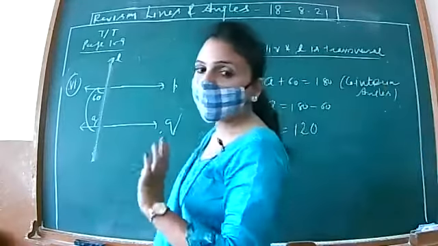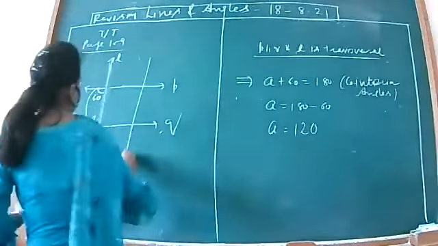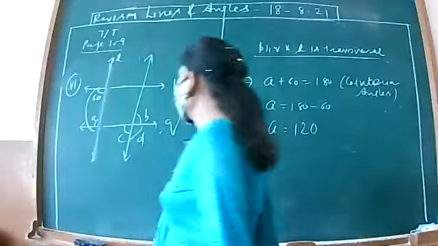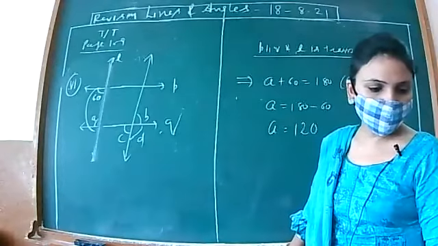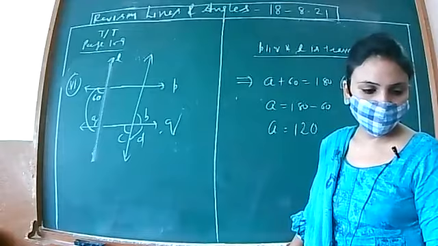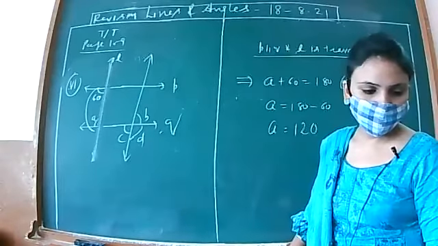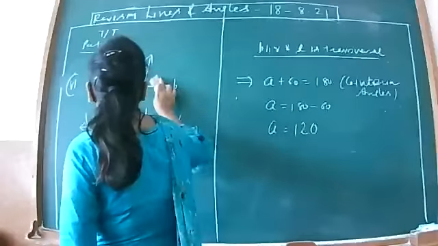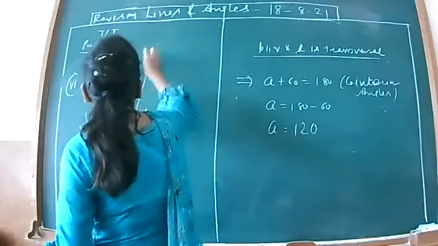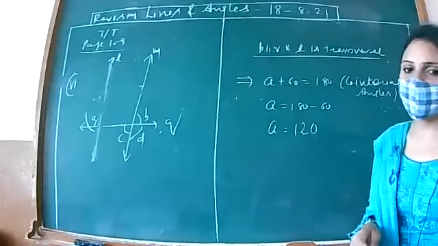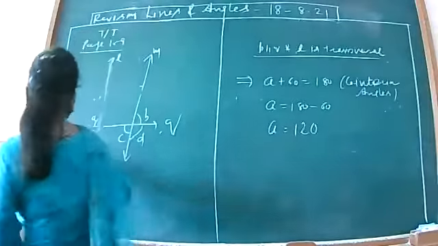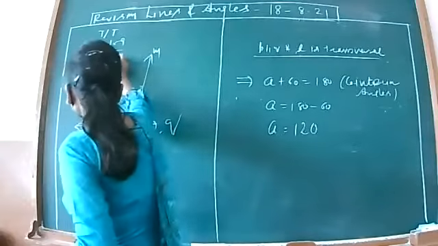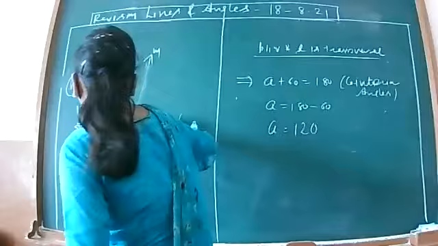Ab chale zara B, C and D ki values ko dhoondne. So we have this figure. It is B, it is C, it is D. Now you see, I'm removing this. I'm having only L and M and line Q. Abhi maine A find kiya, ye 120. These two lines are parallel and this is transversal.